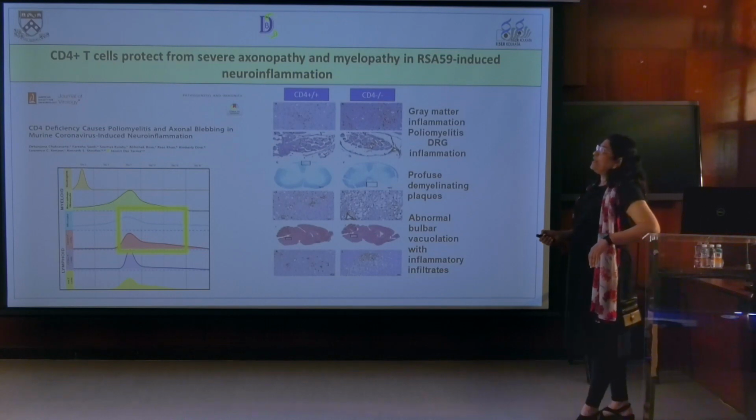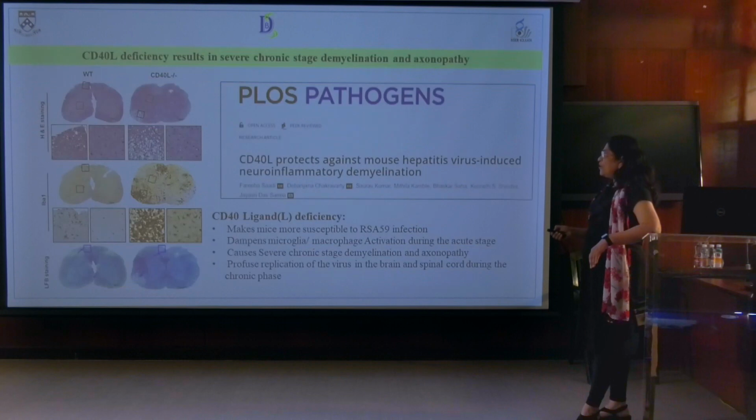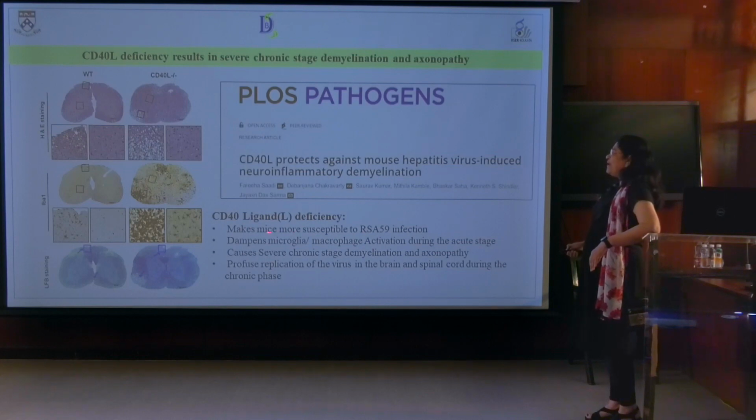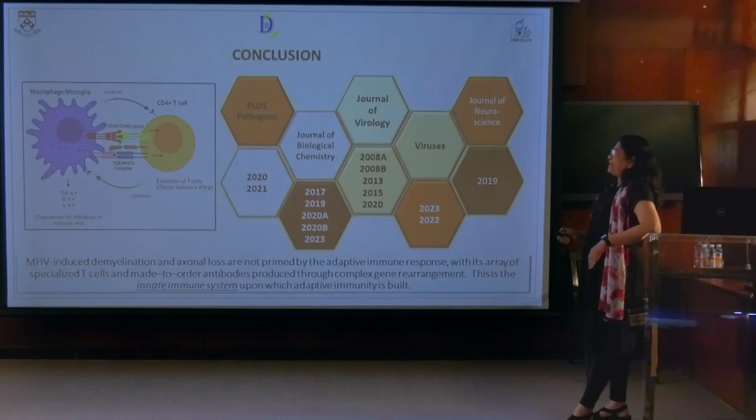So first, we used the CD4 knockout mice, and we showed that in CD4 knockout mice there is grey matter inflammation, poliomyelitis, DRG inflammation, profuse demyelinating plaques and abnormal bulbar vacuolation. Whereas when we used the CD40 knockout mice, we observed that CD40 deficiency makes mice more susceptible and dampens microglia macrophage activation and causes severe chronic demyelination.